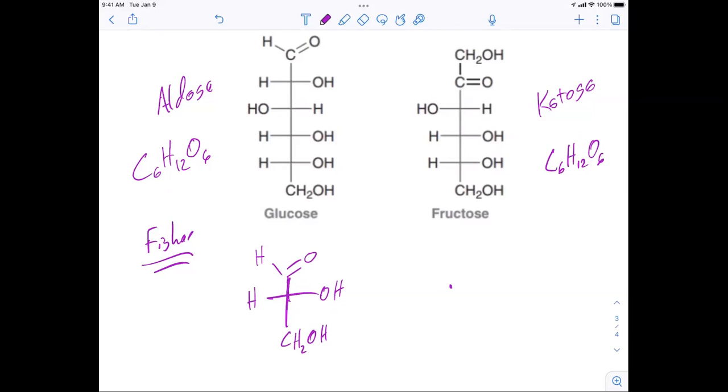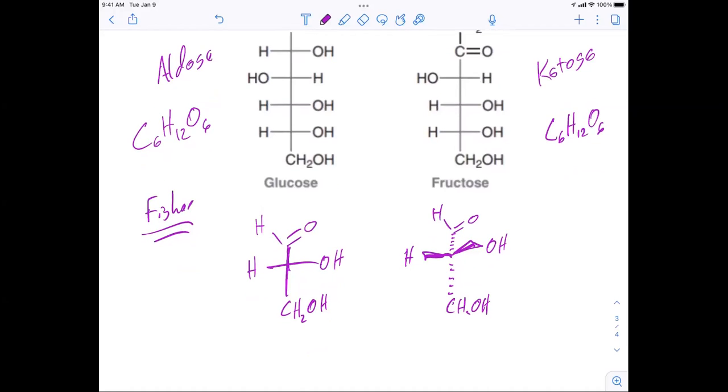whatever is going up and down is going back. So that means this aldehyde group and the CH2OH is going back. And then whatever is horizontal is coming at you. So although it just looks like crosses and hashes, it's actually showing the stereochemistry.